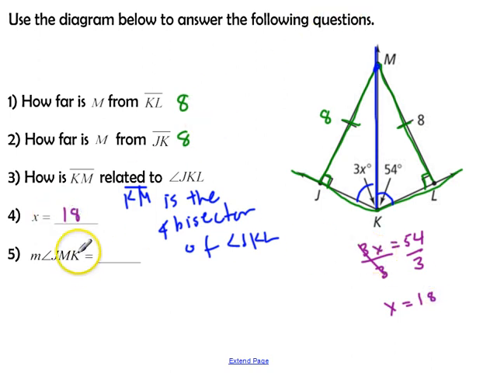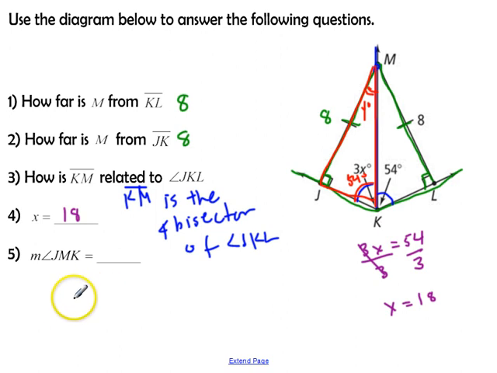Now it asks us for the measure of angle JMK. The measure of angle JMK is actually up here. The way we're going to find the measure of that angle is to focus on this triangle. We know that the measure of this angle is going to be 54 degrees. We know that this angle is 90, so all we need to do is find this remaining angle. I'm just going to label it with the y.